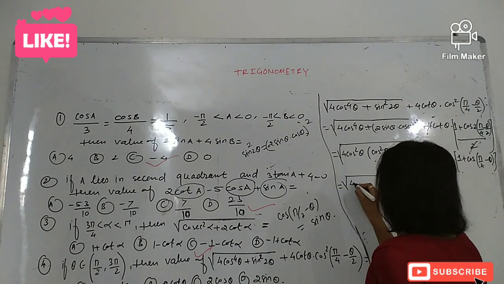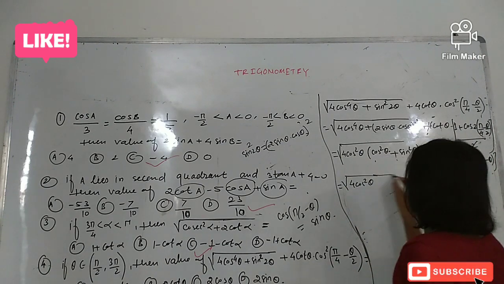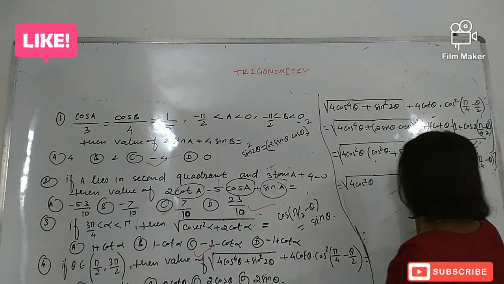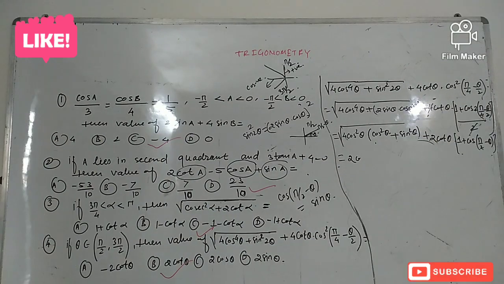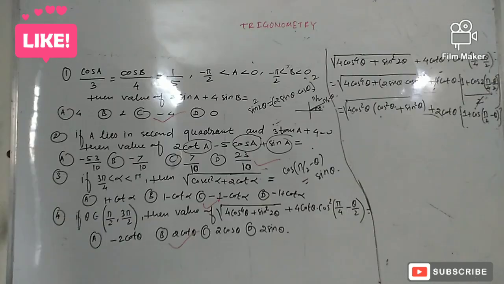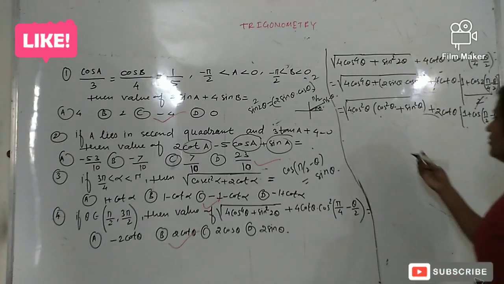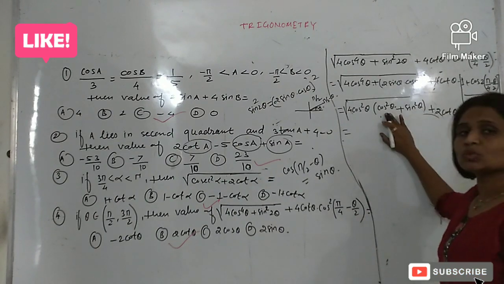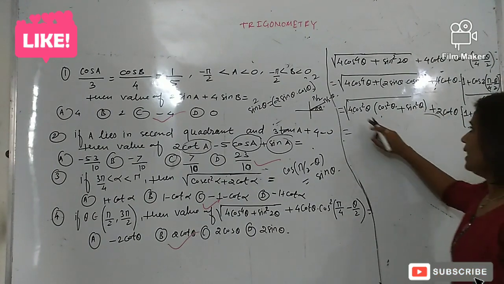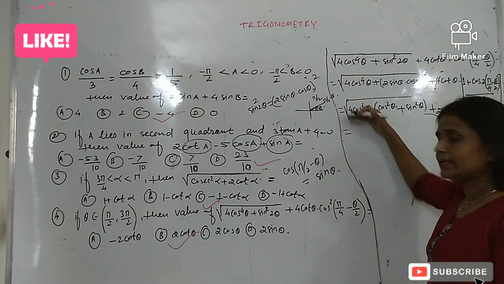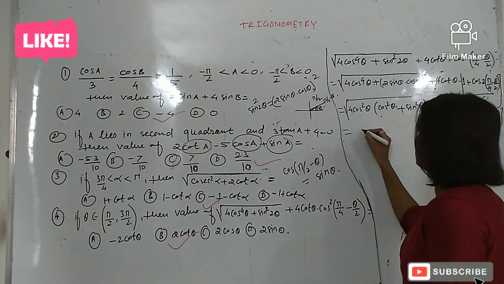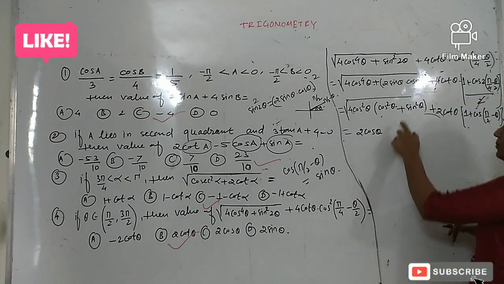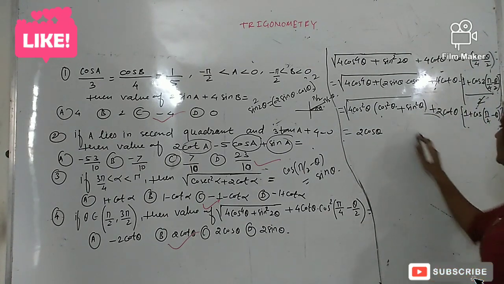So square root of 4 cos square theta, and this cos square theta plus sine square theta, by the basic identity, this value is 1. So in the root, using the basic identity sine square theta plus cos square theta is 1. And 4 cos square theta, we can take it out of the root. So the root of this is 2 cos theta, and by using the identity, this value is 1.